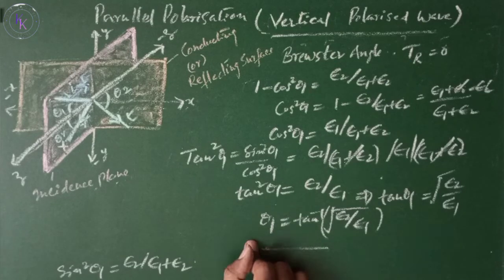Angle θ1 is the angle of incidence at which there is no reflection at all, when the incident wave is parallelly polarized or vertically polarized. Then θ1 is termed as the Brewster angle.